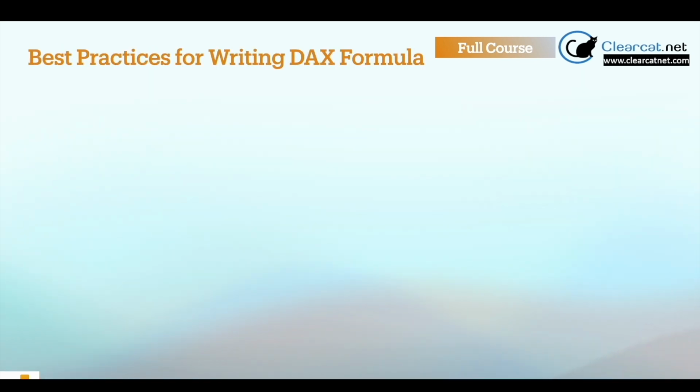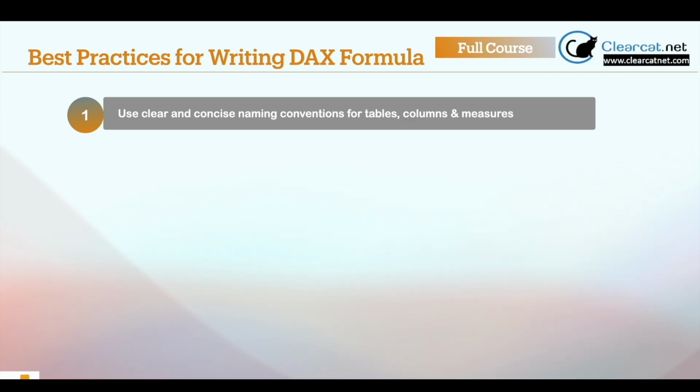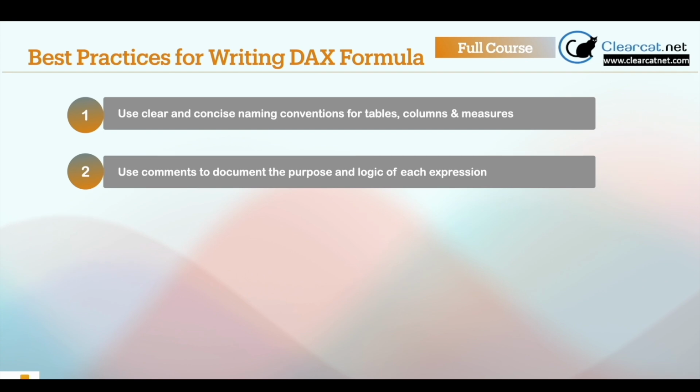Best practices for writing DAX formulas. I have collected a few points which help you create a formula and show what steps you should follow to get the best practice for creating DAX formulas. The first one is to use a clear and concise naming convention for tables, columns and measures. It means the names of columns and tables should be easily memorable and easily identifiable. Use comments to document the purpose and logic of your expression, so the purpose and logic are very clear.